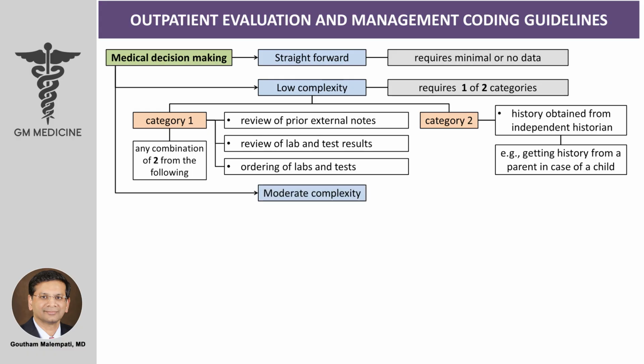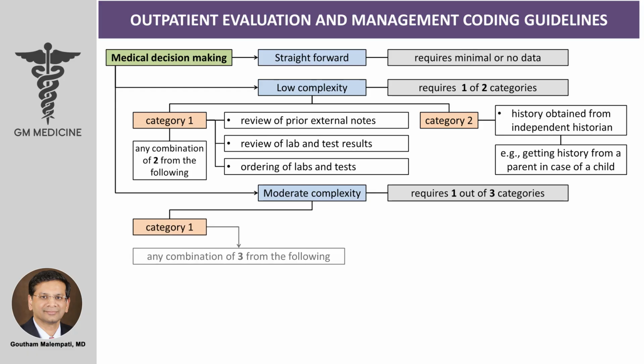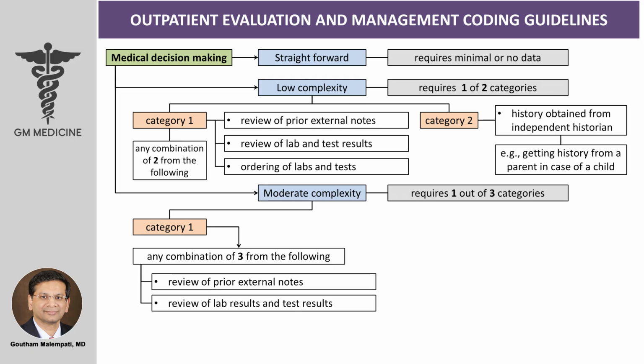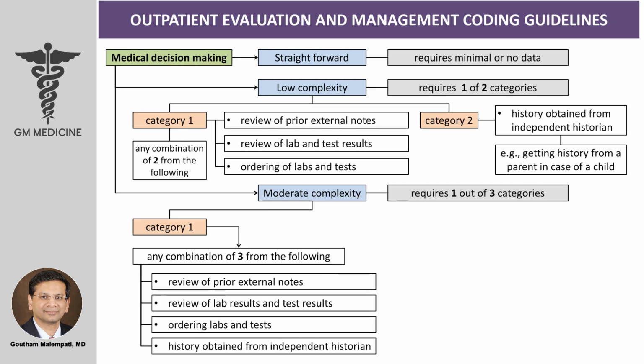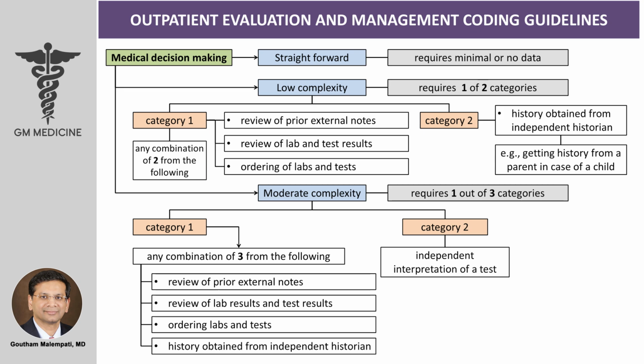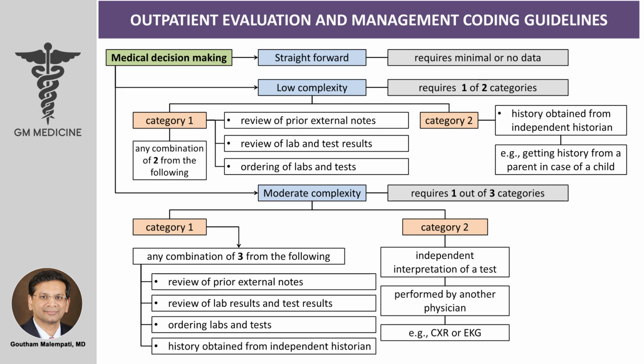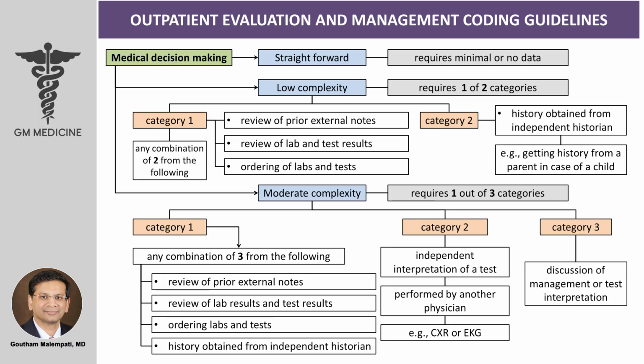Moderate complexity medical decision making requires 1 out of 3 categories. Category 1, any combination of 3 from the following: review of prior external notes, review of lab results and test results, ordering labs and test, history obtained from independent historian. Or category 2, which includes independent interpretation of a test performed by another physician. Example, interpreting a chest X-ray or EKG. Or category 3, which includes discussion of management or test interpretation with external physician.